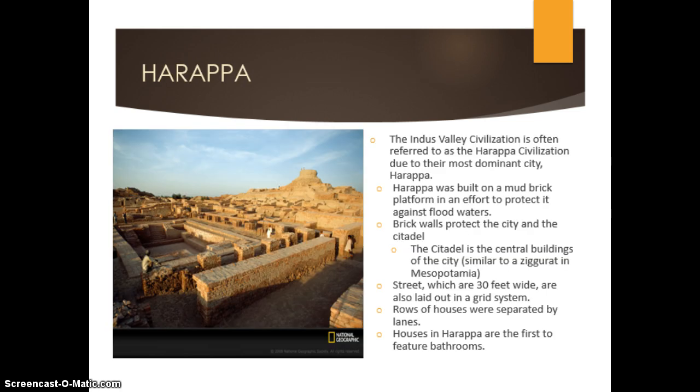Harappa. This is where the Indus Valley gets a lot of its name. It is called the Harappan civilization as well as the Indus Valley civilization. Harappa was built on a mud brick platform, and the purpose of that was to raise it up to protect it against floodwaters.